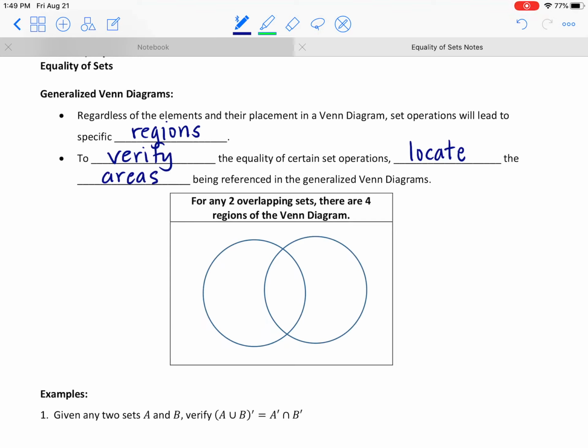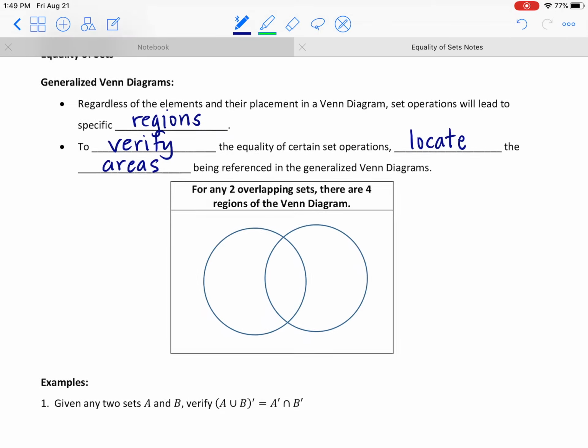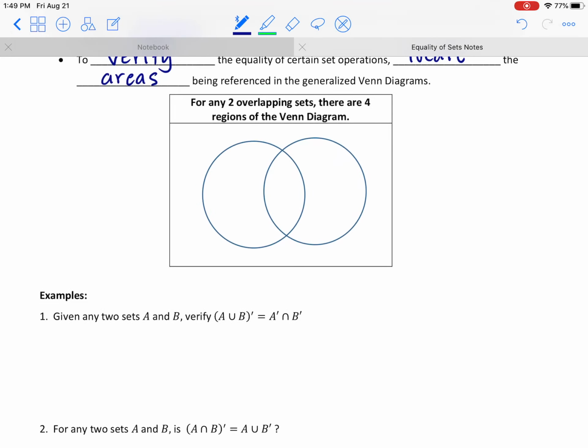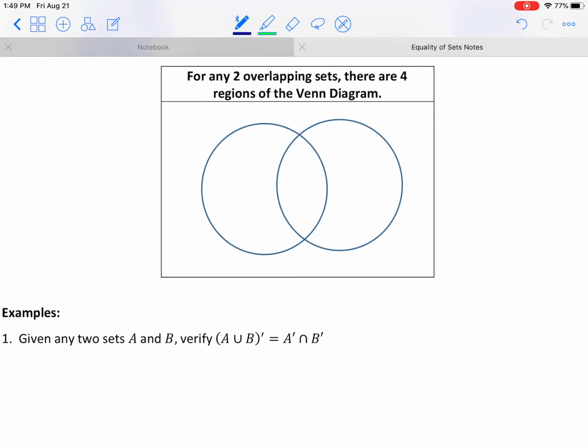Okay, so it might sound a little complicated, but again, it's going to feel really familiar to what we've been doing. So let's look at a generalized Venn diagram for any two overlapping sets. If you have any two overlapping sets, you're going to see four regions in the Venn diagram. No matter what elements are in the sets, those elements would have to go into one of four different places. They would either go here, here, here, or here. Four different regions, and let's just call this A and let's call this B. And that's a pretty generic way to label our sets, okay? So four different regions no matter what areas we're looking at.